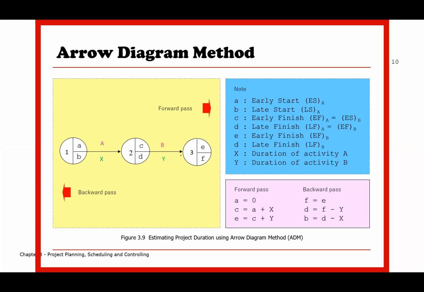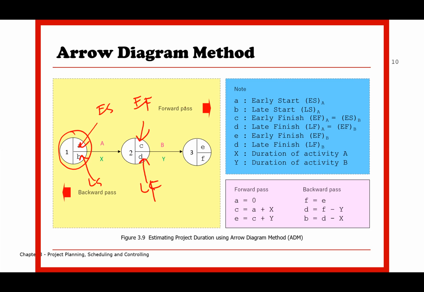Okay, arrow diagram. So we do have A, B, C. You notice that in this diagram, there is a different way to put early start and early finish. So this is what we call early start. This is what we call early finish. This is late start, late finish. The most important thing is the legend. Once you indicate the legend, people will understand that this numbering belongs to whatever.